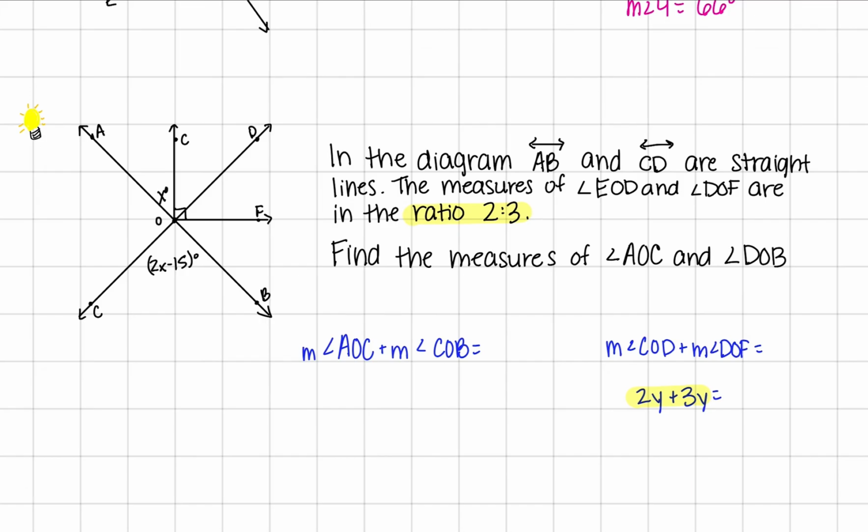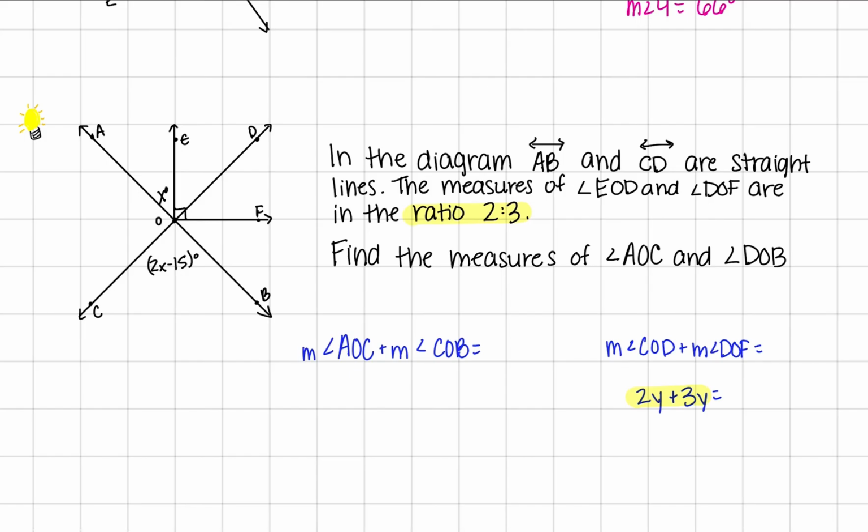How can we solve this problem? What is it that we know? We know that AB is a straight line. We know that CD is a straight line. Make this an E. Okay. The measures of EOD and DOF are in the ratio of 2 to 3. Find the measure of the angle AOC plus and DOB.